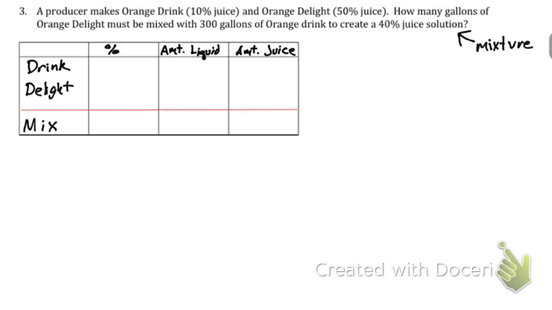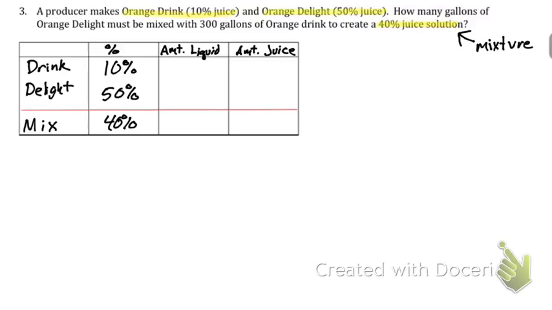All right. So orange drink, let's highlight this. Orange drink has 10% juice. So it's 10%, or 0.1 when we actually do the conversion. Our orange delight has 50% juice. Then let's go down. We want to create some kind of concoction that has a 40% juice solution. So our mixture is going to be 40%.